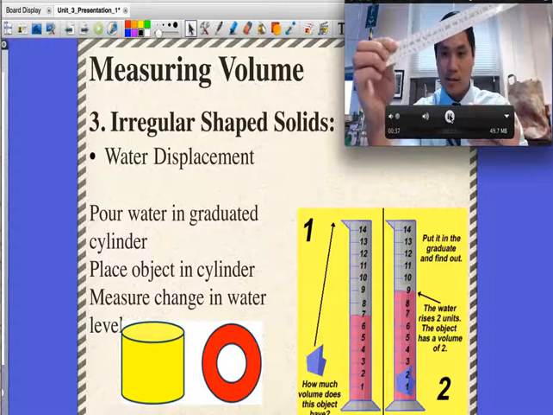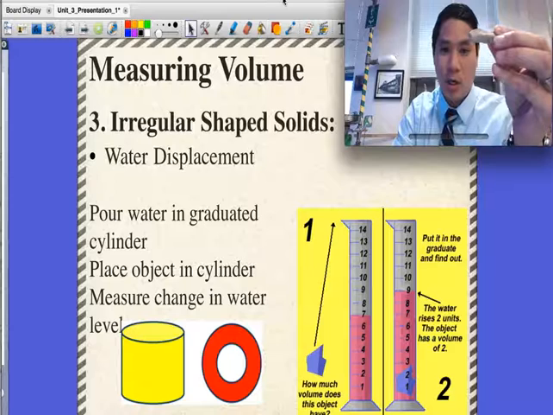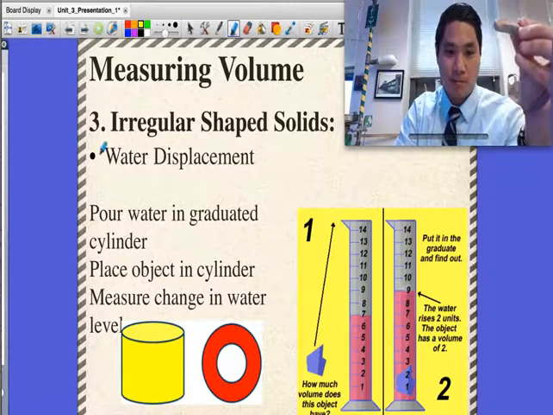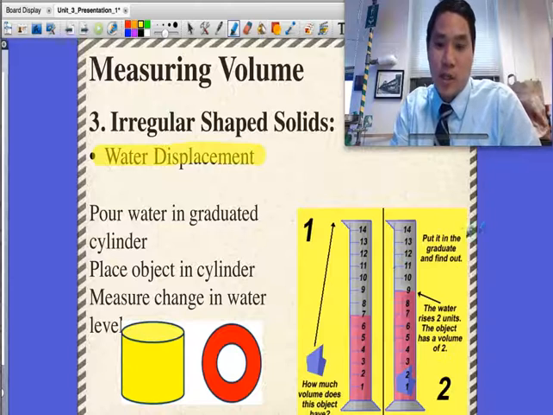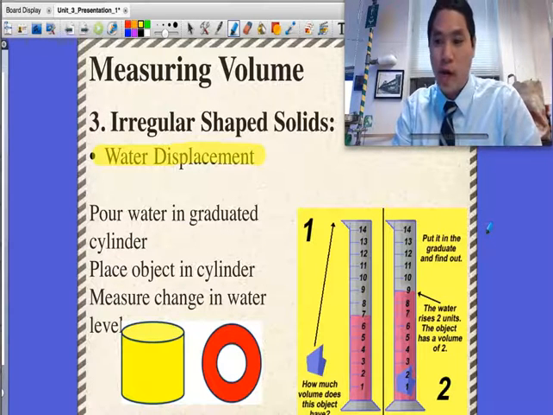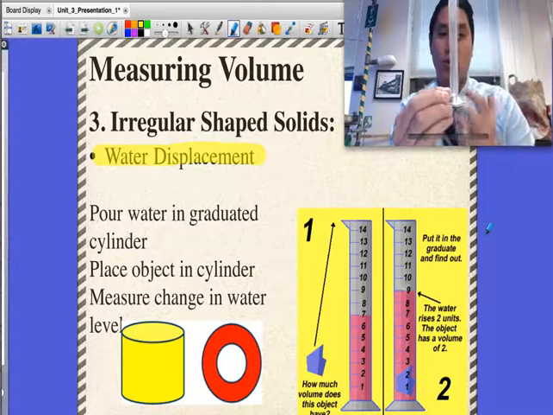I can't use this to figure this out. So what we'd use is a method called water displacement. If you look at the picture right here, you can see what water displacement is. You use a graduated cylinder, again, just like you would use with a liquid.